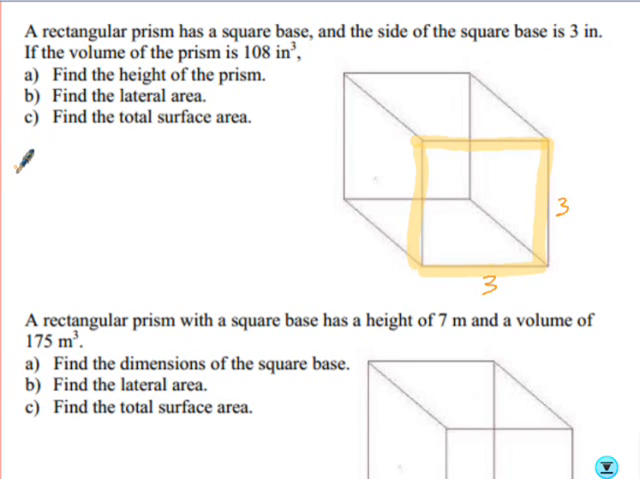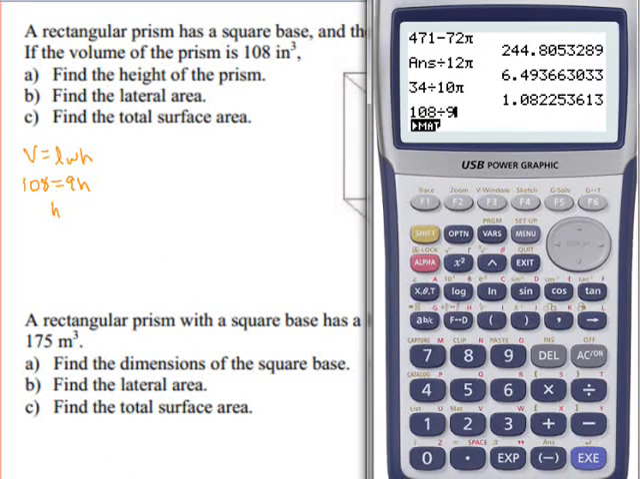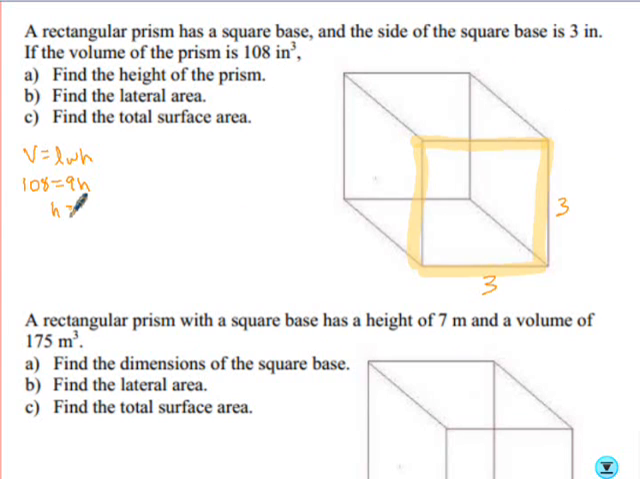So volume for a rectangular prism is length times width times height. So volume equals length times width times height. Okay, where's my h? Length times width times height. Okay, so the volume, it tells us that that's 108. The length and width are 3 and 3, so that's 9h. So then 108 divided by 9 is, anyone? You got it, 12. So that's step 1.